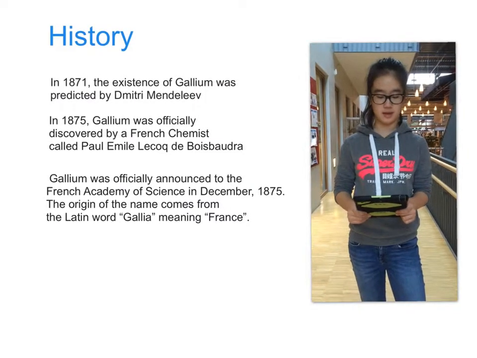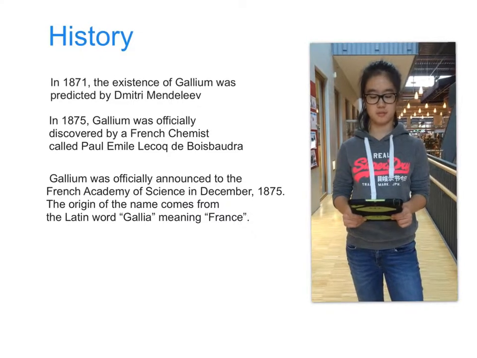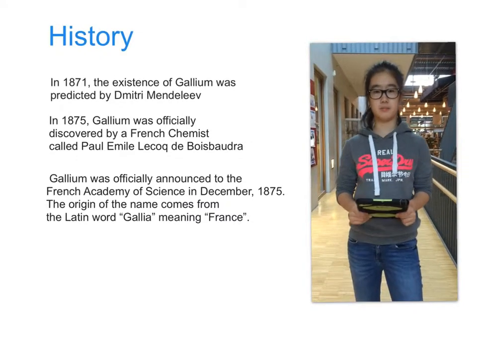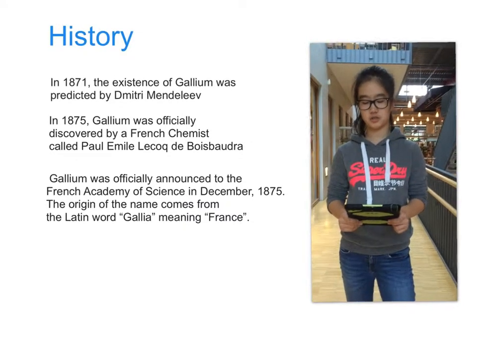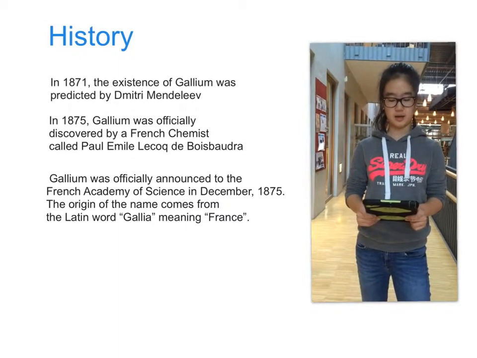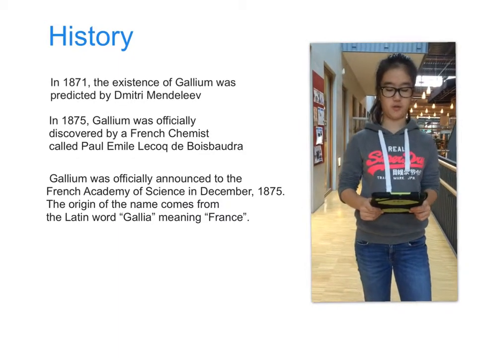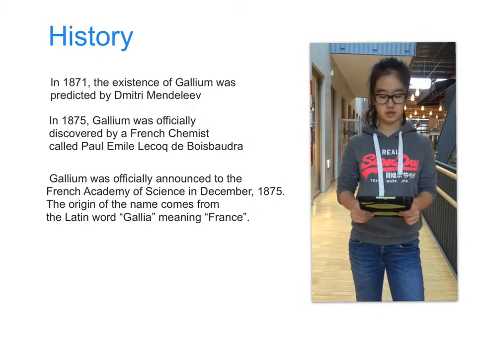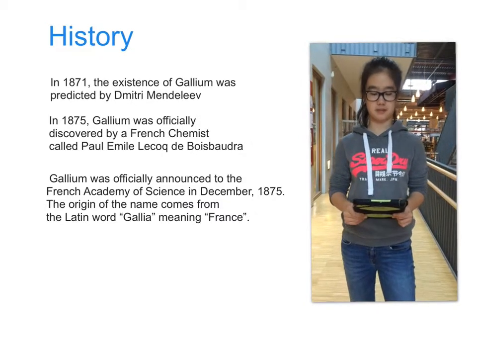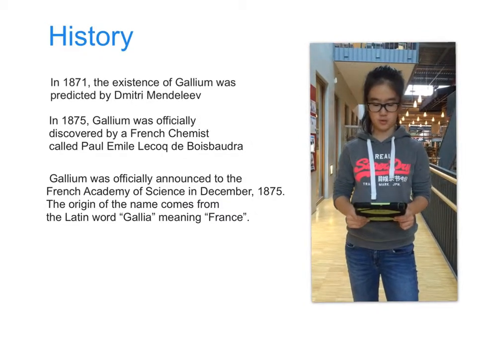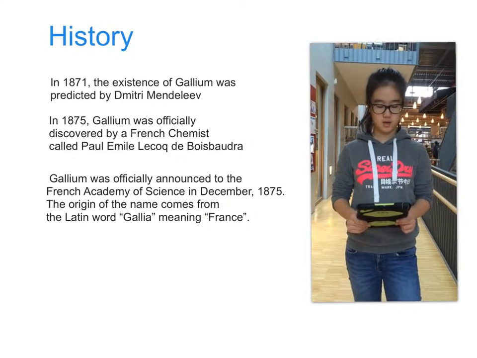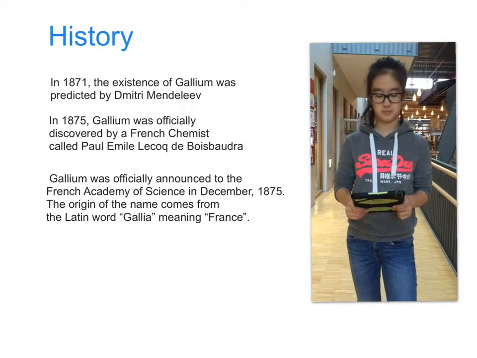History of gallium. In 1871, the existence of gallium was predicted by Dmitri Mendeleev, a Russian scientist. He named it eka-aluminium based on its position in his periodic table. He even managed to predict several properties of gallium, and his predictions were quite accurate. He predicted the density and the melting point.